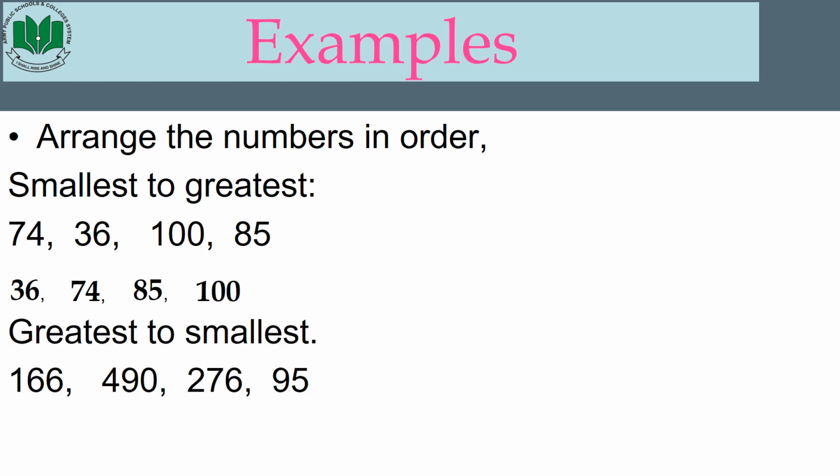Next, greatest to smallest. 166, 490, 276 and 95. Which is the greatest number? 490 is the greatest number. And which is smaller than 490? It is 276. After 276, the smaller number is 166. And which is the smallest number? Yes, the smallest number is 95.